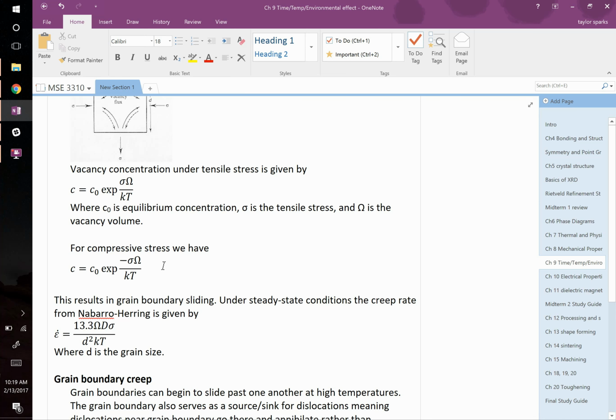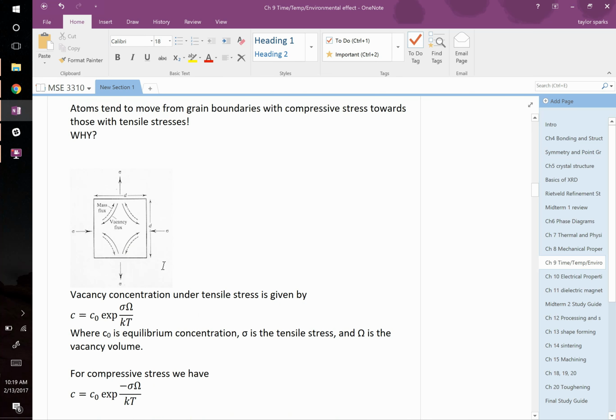Meanwhile, under compression, it's the same thing, just negative. So you're compressing it, you should be getting rid of vacancies. You're squashing them together. So now, near tension, you have more vacancies than you have near compression. So you've got a gradient in concentration. More vacancies, fewer vacancies. Vacancies are going to move that way, and for vacancies to move that way, that's just mass flowing the other way.